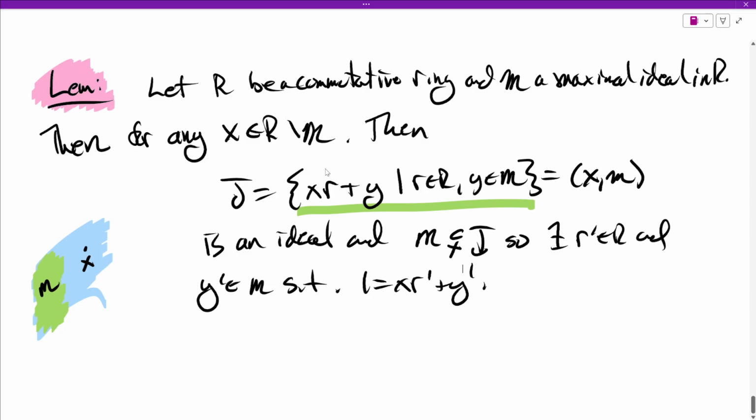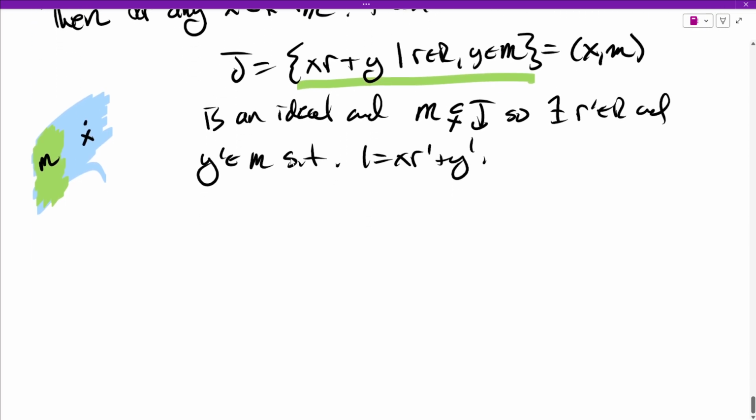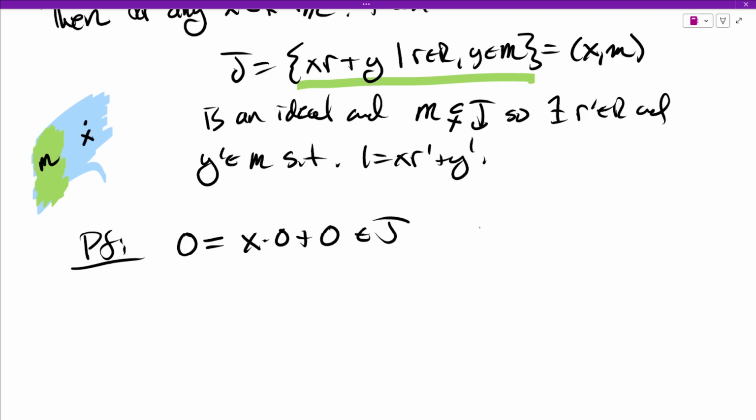All right, the main content here is that J is an ideal, so let's prove that. Proof. Well, 0 is X times 0 plus 0, which is in J. And all we need here is to note that 0 is in M, as M is an ideal. And that's what elements in J look like. They look like X times something in R plus something in M. So this is in R, this is in M. All right, so it has 0.